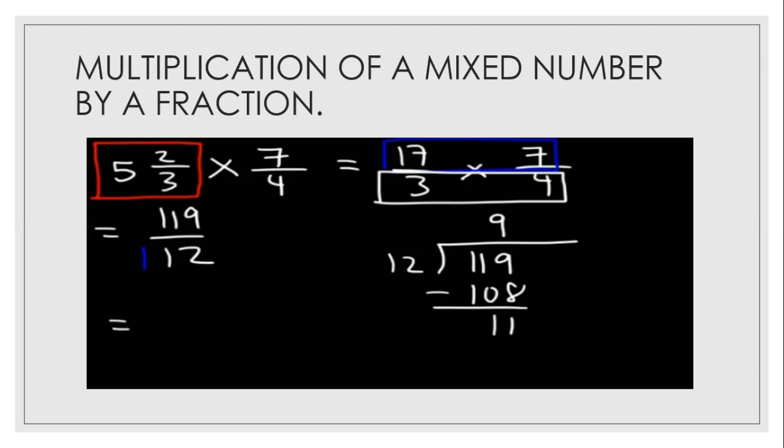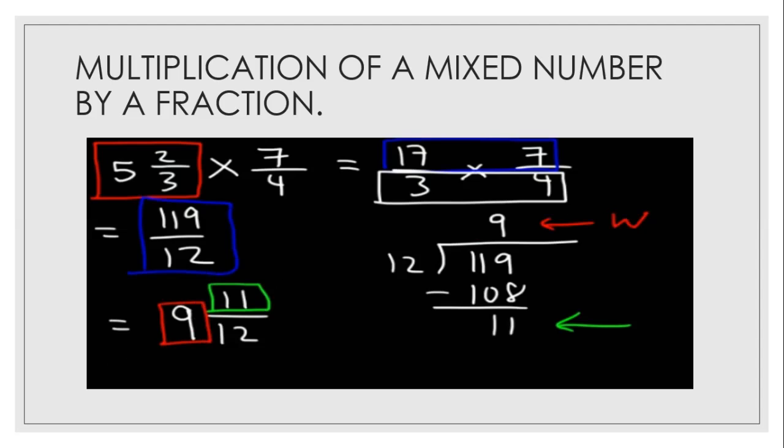So this is equal to 9 and 11 over 12. So this becomes the whole number, which you can see here. And this is the remainder. And the denominator always stays the same when converting an improper fraction to a mixed number.